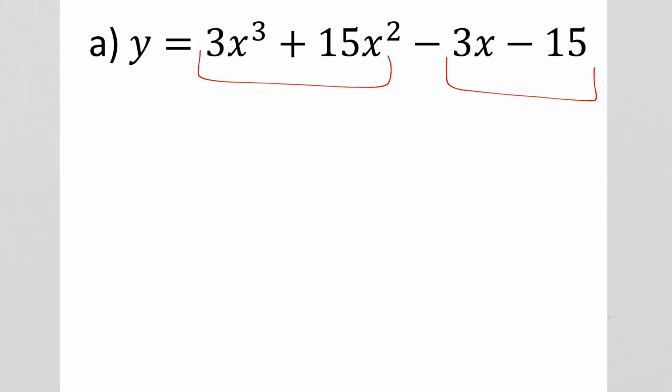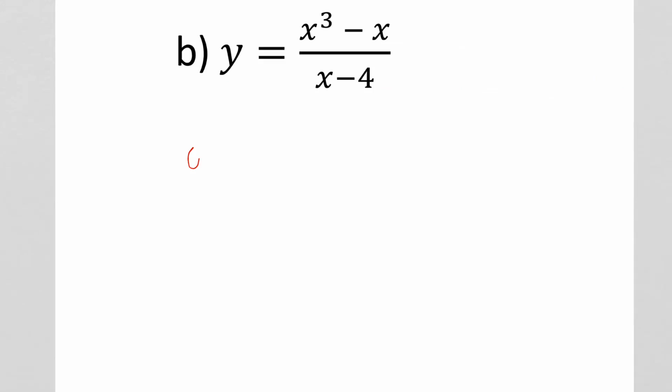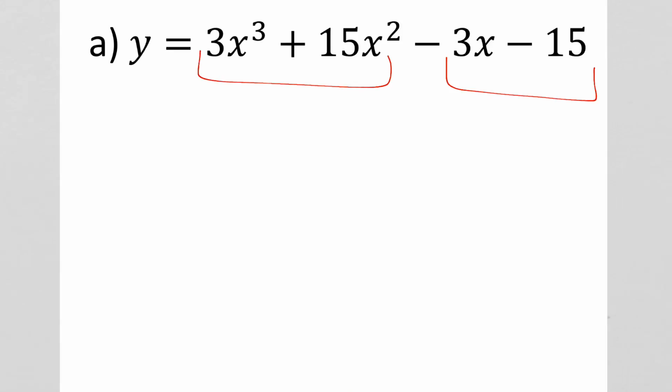So let's look at those first 2 terms. 3x cubed plus 15x squared. What can we pull out of both of them? Well, we can certainly pull out a 3. We can also pull out an x squared. What is left behind? Well, 3x squared times what is 3x cubed? X. And 3x squared times what is 15x squared? 5. There you go. Check it.